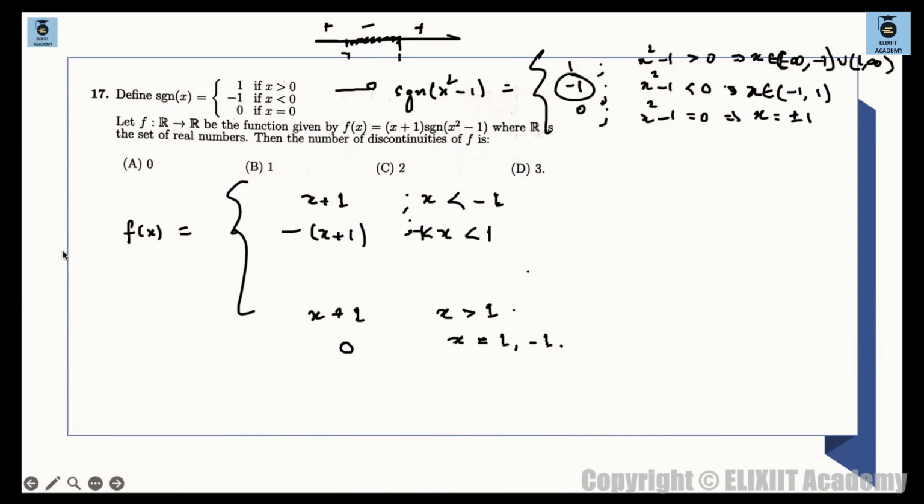Which points? What are the points over here? Minus 1 and 1, where the definition changes. Minus 1 पे change हो रहा है और 1 पे change हो रहा है. So we'll check the continuity at these points. Okay, continuity, and they have asked for the continuity only.